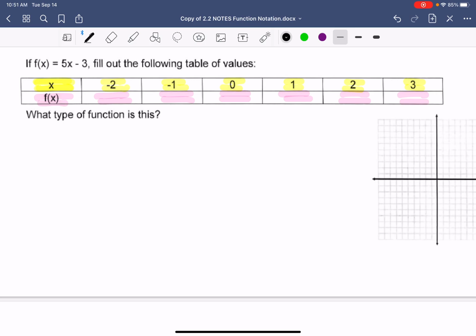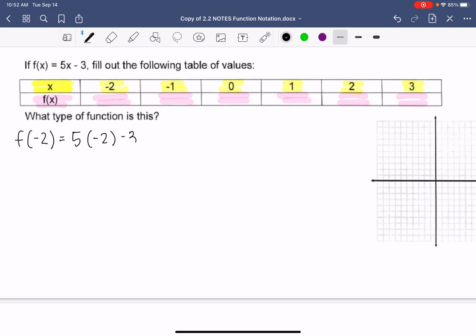Okay, so we have f of x, and our first x is negative 2. We're going to plug in negative 2 to that x. So we have 5x minus 3, so 5 times negative 2 minus 3. So 5 times negative 2 is a negative 10. Negative 10 minus 3 is a negative 13. So negative 13 goes here. And then you're going to plot it. But negative 2, negative 13 does not fit on the graph.